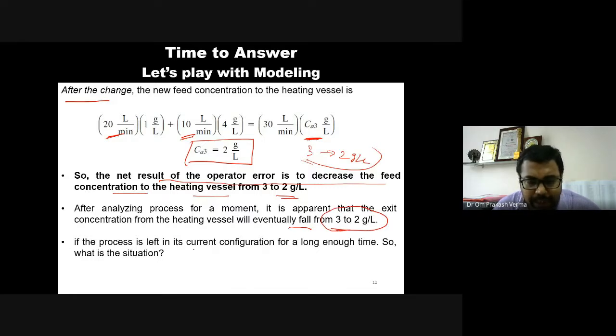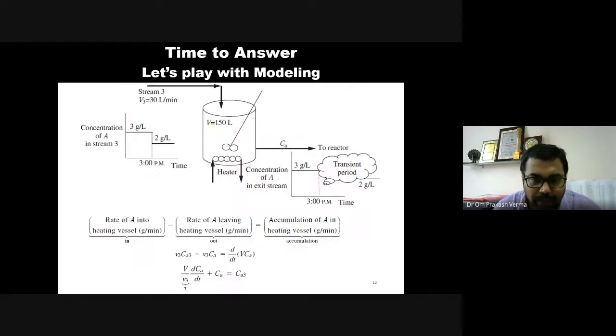If the process is left in the current configuration for long enough time, so what is the situation? The question is again, if we remain in this process, then what happens? See, now we are changing the concentration from 3 gram per liter to 2 gram per liter. After this is 3 o'clock. 3 PM पे आपने कुछ इस तरीके का चेंज किया था और चेंज होने के बाद कुछ इस तरीके का आया, राइट? सॉरी, यहाँ से पहले से चला रहा था 3 ग्राम पर लीटर पे. You have shifted the stream at this point, है ना? और उसके बाद ये आपका 2 ग्राम पर लीटर पे शिफ्ट हो गया.